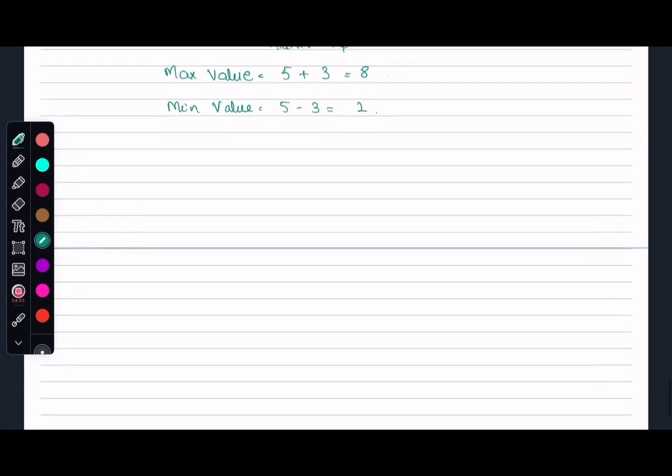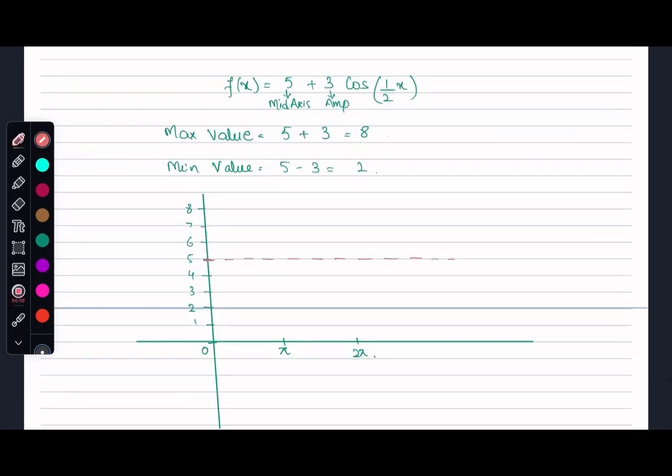So to sketch this graph, I have the maximum value on the graph, which is an 8, and the minimum value, which is a 2. And we know that our graph needs to be between 2 and 8 here. Therefore, I also have the range of the graph, which is 2 lesser or equal to f of x, which is lesser or equal to 8 here.